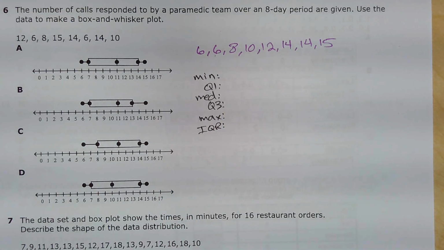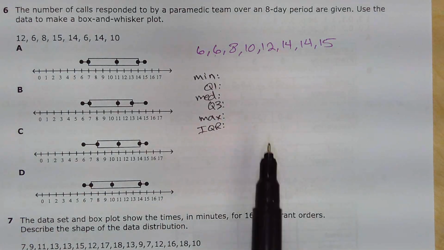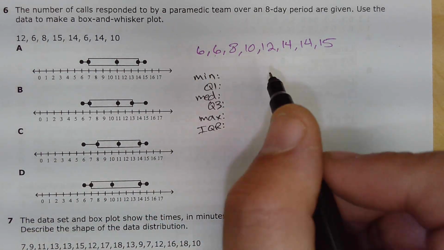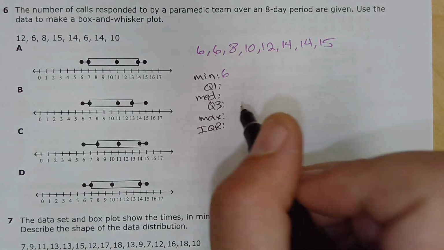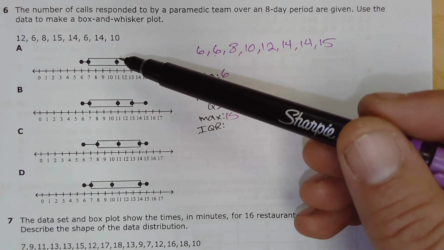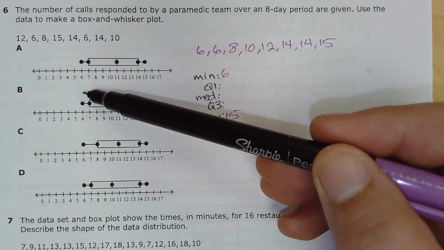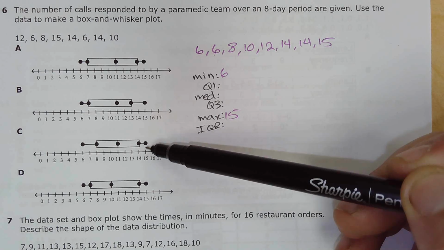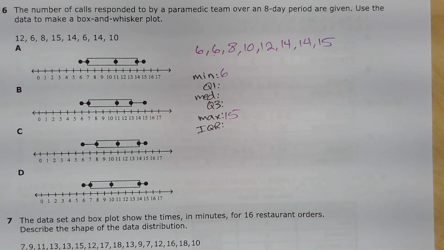Now, minimum's easy because it's the smallest number in our particular data set, right? So our minimum is going to be 6. Our maximum here is going to be 15. Cool. So that part makes sense. If we look at all of our box plots, every single minimum is 6. Every single maximum is 15. So we kind of have to keep going, okay?